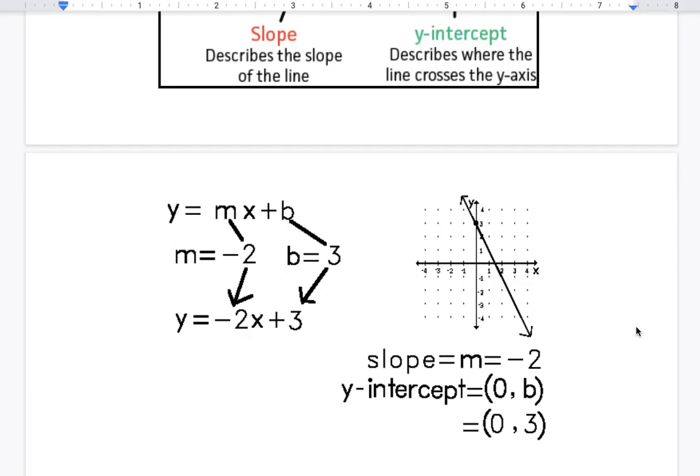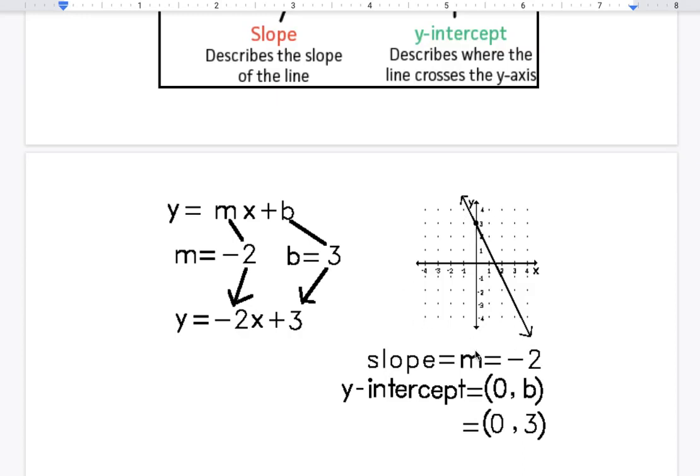So here's an example. This equation, y equals negative 2x plus 3, has your x and y point, and it has a slope of negative 2, and it tells us that the b is 3. So that means that this line is going to cross over the y-axis at the 3 point.